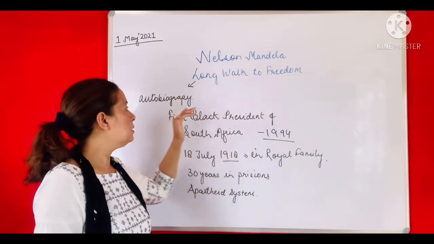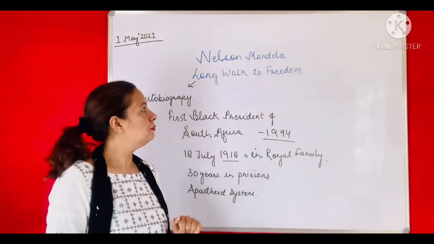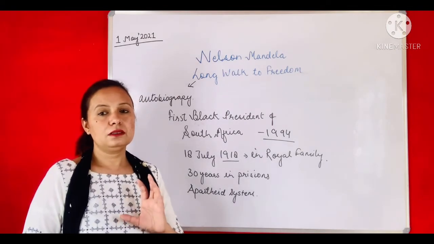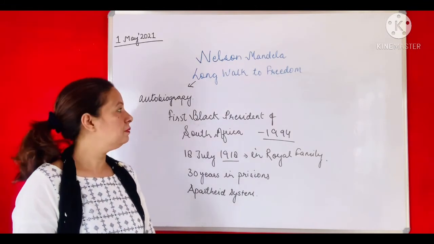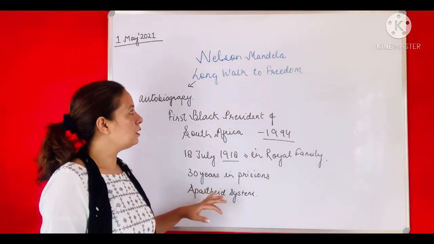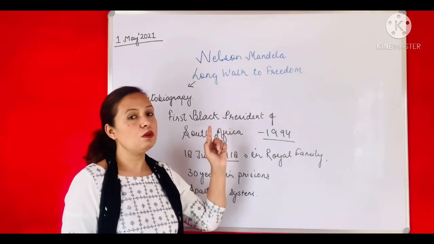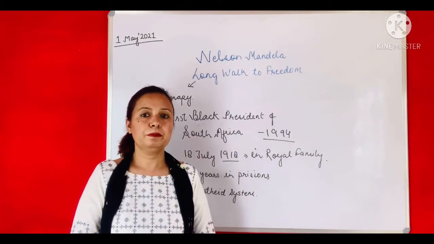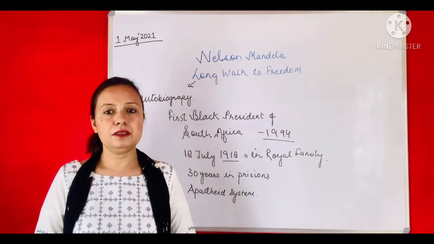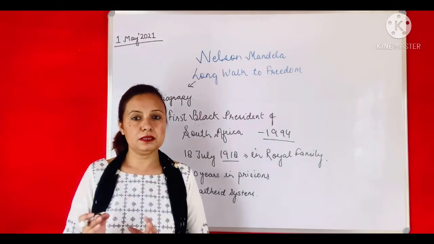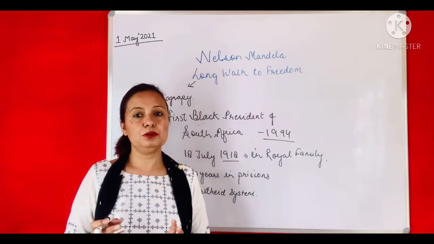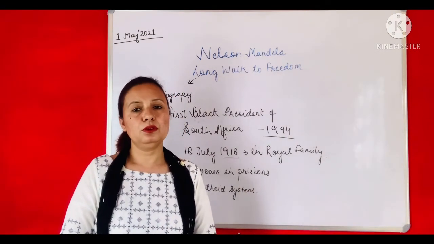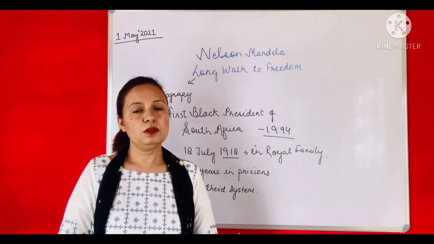Long Walk to Freedom. Students, Long Walk to Freedom is an autobiography of Nelson Mandela. What is an autobiography? An autobiography is the life story of a person written by himself. So this chapter is an extract of his autobiography Long Walk to Freedom. In this chapter, there is a description of an inauguration ceremony, his journey to becoming a freedom fighter, his struggles against the apartheid system, along with a tribute to all those who sacrificed their lives for their land, and the countless people who fought for their country. So let's begin the chapter.